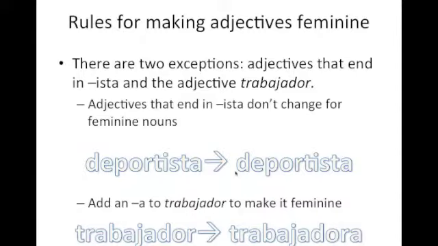Deportista is our only adjective that ends in ista on our vocabulary list. Remember that deportista is already in its masculine form, even though it ends in an A. That means we make no change whatsoever for the feminine nouns. The adjective trabajador is already in its masculine form, but instead of exchanging letters to make it feminine, we add the letter A to make it feminine, trabajadora.